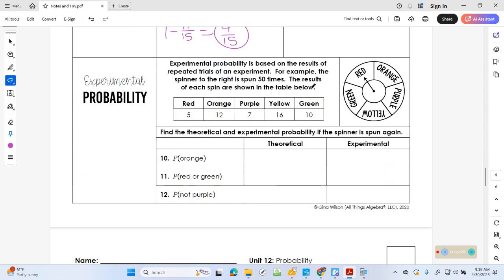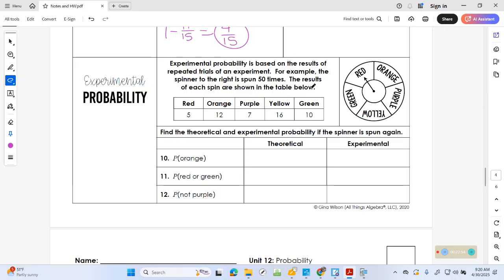Experimental probability is based on the results of repeated trials of an experiment. For example, the spinner to the right is spun 50 times. The results are shown below. Notice they have these separated out into theoretical and experimental. The experimental is where you're actually spinning it 50 times. Theoretical is where we just look at the picture, without spinning it, and figure out what the probabilities would be.